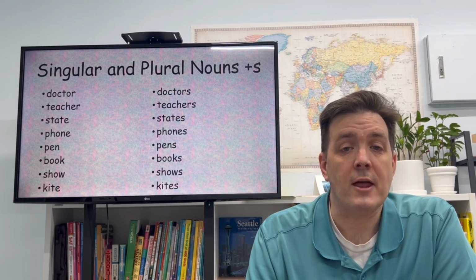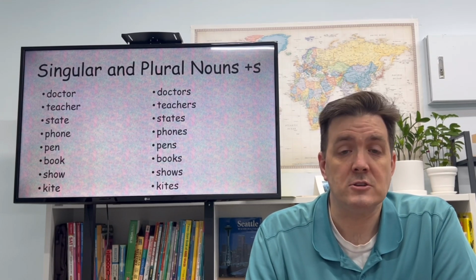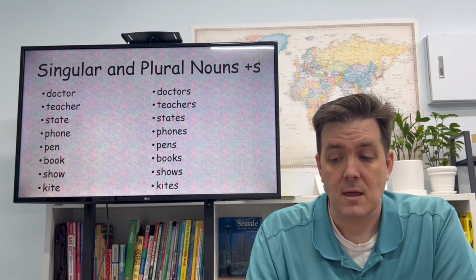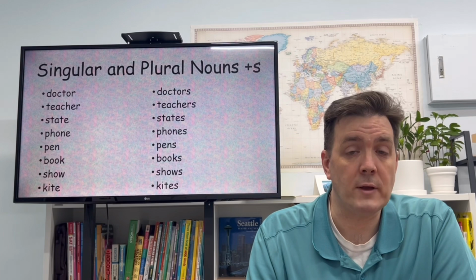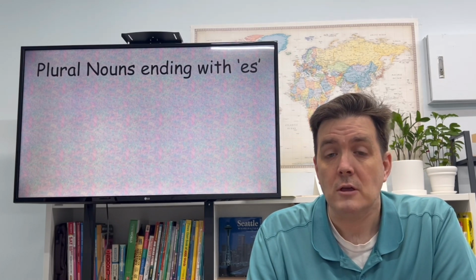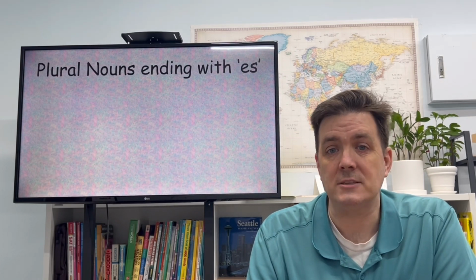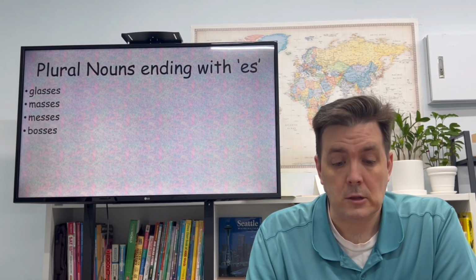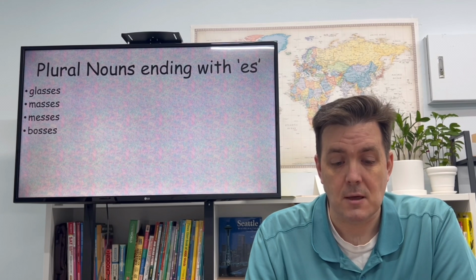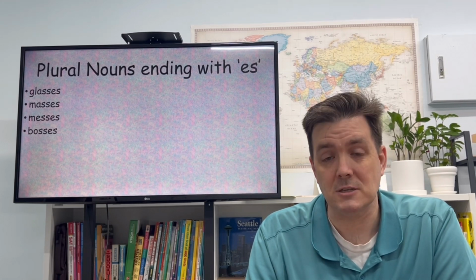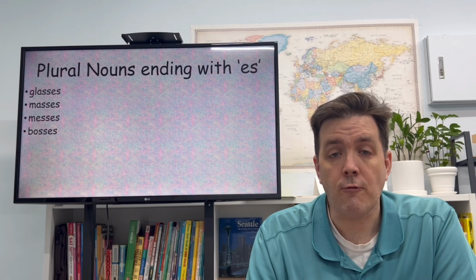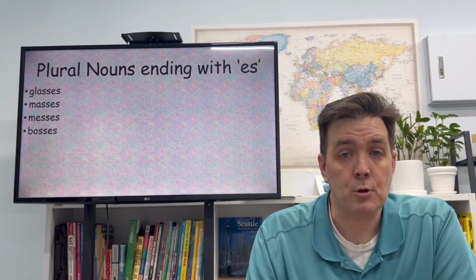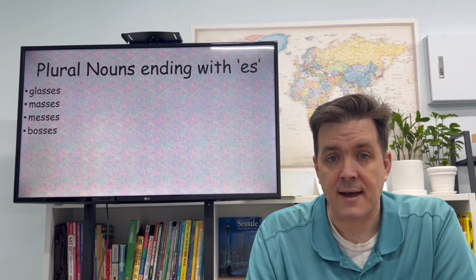You're going to see that all of these words, all we did to change from one to many, you add an S. But there are a few different ways to do it as well. For example, some words you add ES to the end. Let me show you a few different examples. Glasses, masses, messes, and bosses. You'll notice that all four of these words have an SS at the end. Make it plural, put an ES after it.